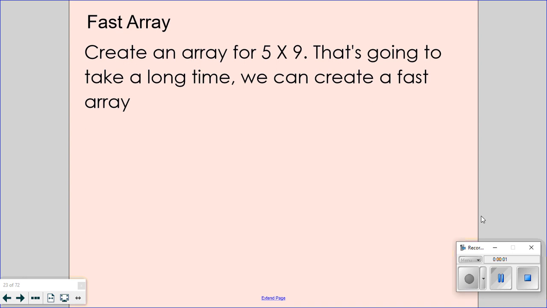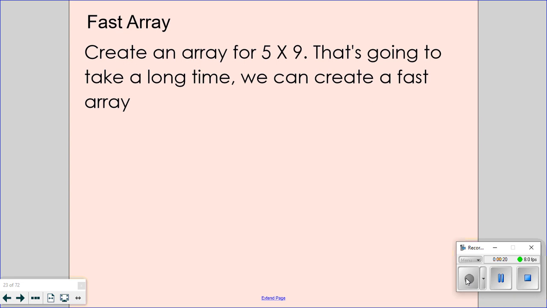Next blank page, it's just going to be fast array. Just what I've got written at the top. Fast array. So if you could please make that your title, that would be really helpful. Fast array. We've been creating arrays in our math choice board.